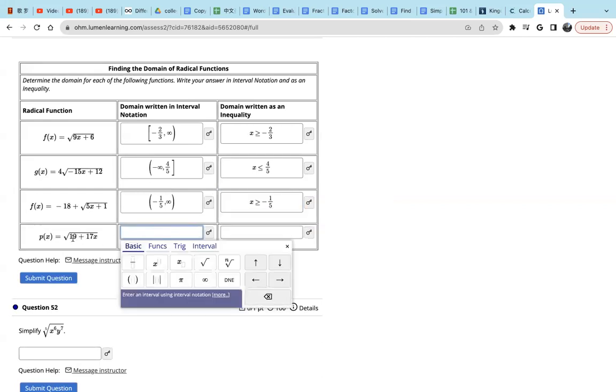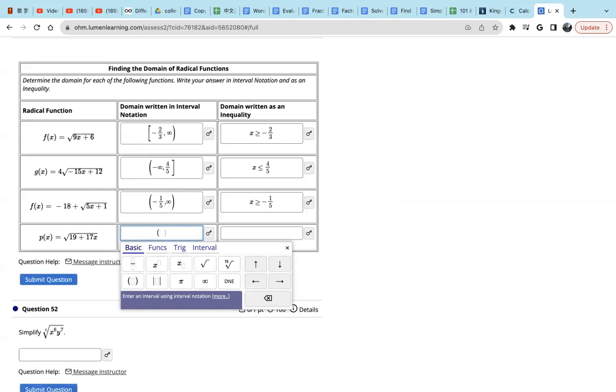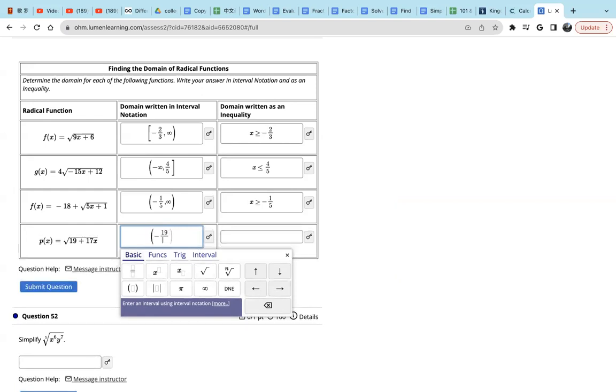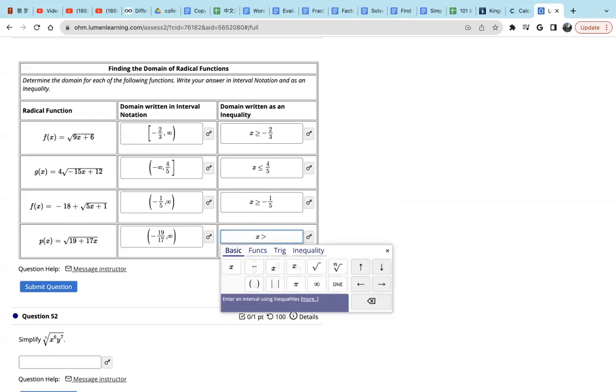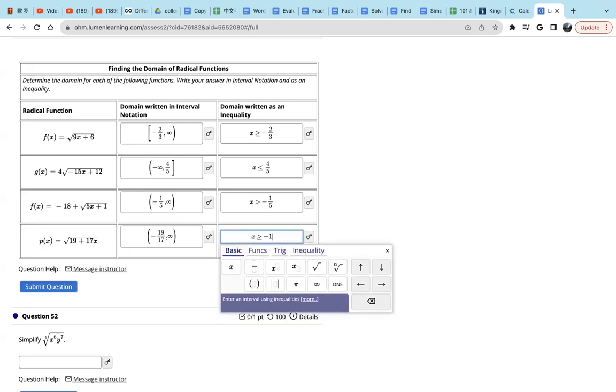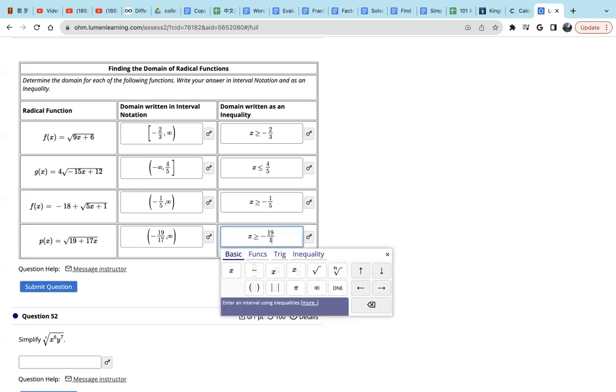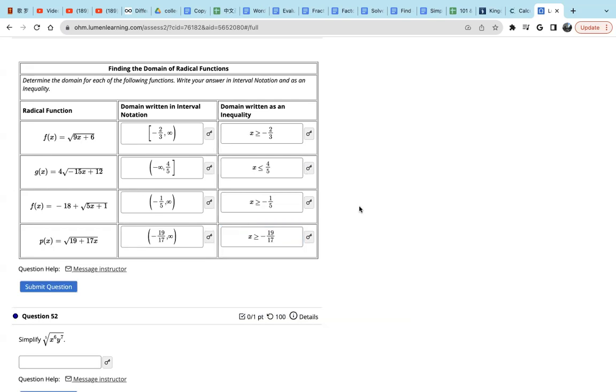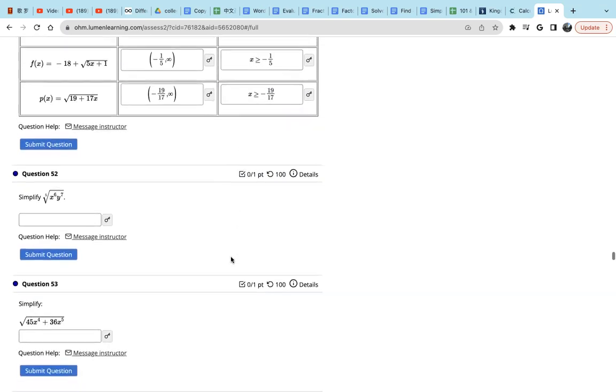This one's 19 plus 17x has to be greater than or equal to 0, divide by 17 on both sides. That's x has to be greater than or equal to negative 19 over 17. That's up to positive infinity. Set notation is x greater than or equal to negative 19 over 17. Okay, that's for this one.